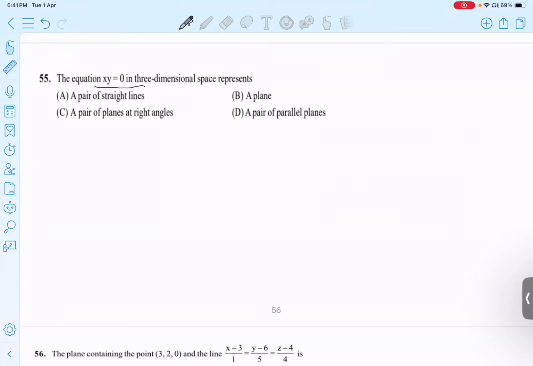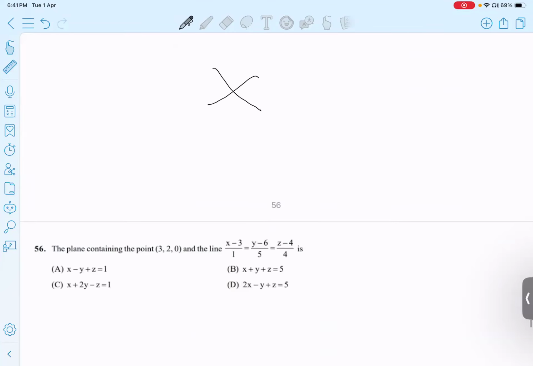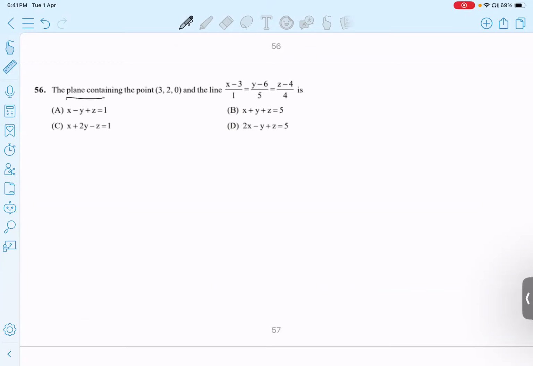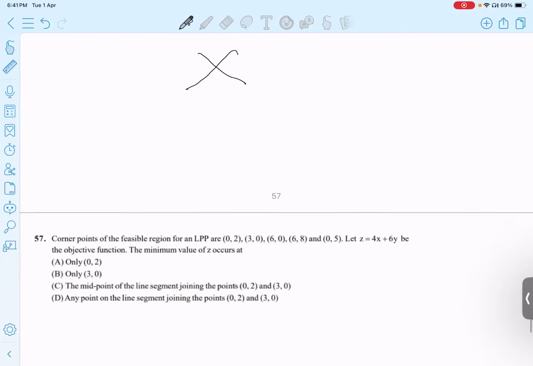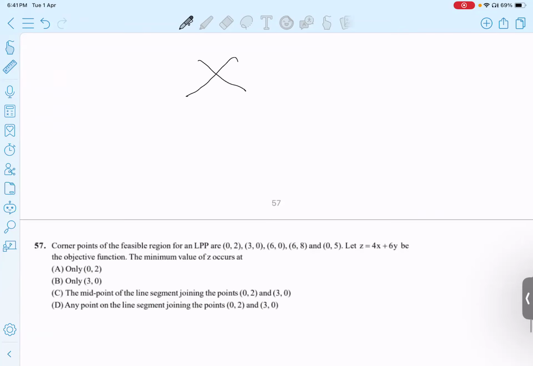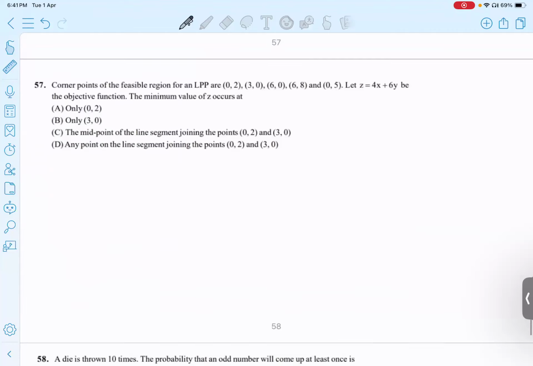Equation xy is equal to 0 in 3-dimensional space. So equation in a space. This is also an out of syllabus question. We can't consider that. The plane containing. There were 8 questions in which only 1 or 2 were within the syllabus. I have solved these for you already, and I solved the previous year's vector and 3D questions also. Now, moving on to the next one.